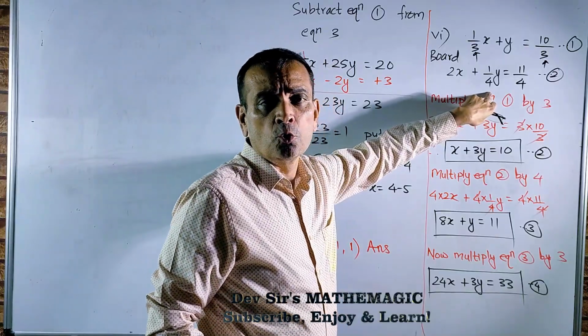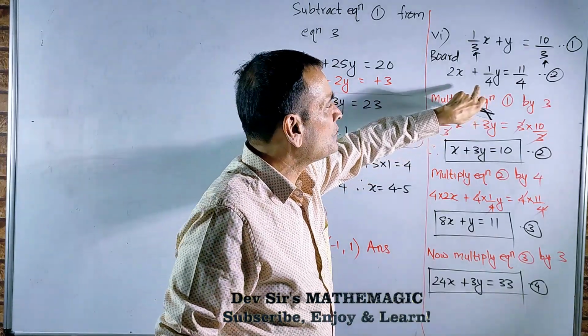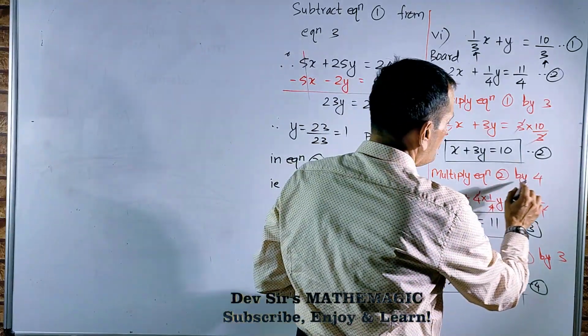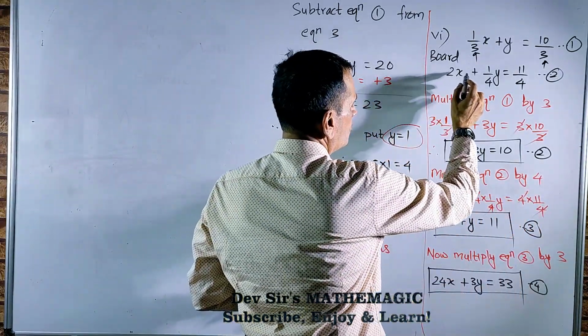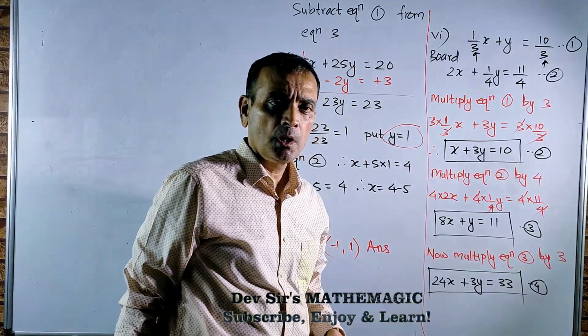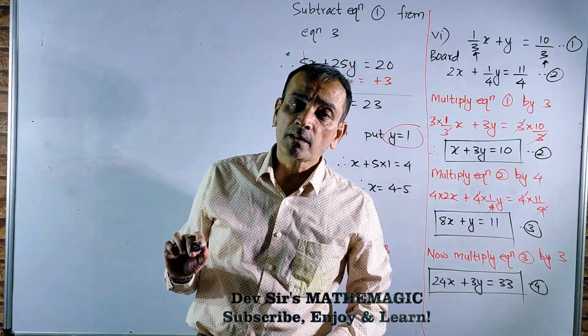Come to equation 2. Equation 2 में से मुझे 4 नहीं चाहिए डिनोमिनेटर में. So multiply equation 2 by 4. 4 into 2x plus 4 into 1/4y plus 4 into 11/4. हर एक टर्म को मल्टीप्लाई करना जरूरी है.